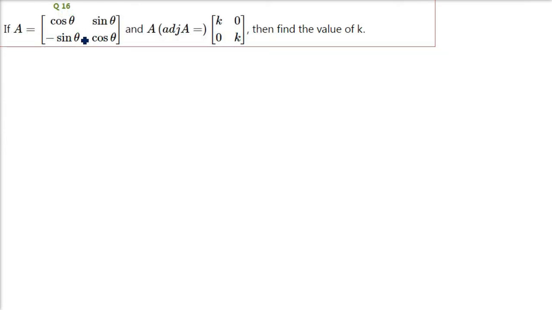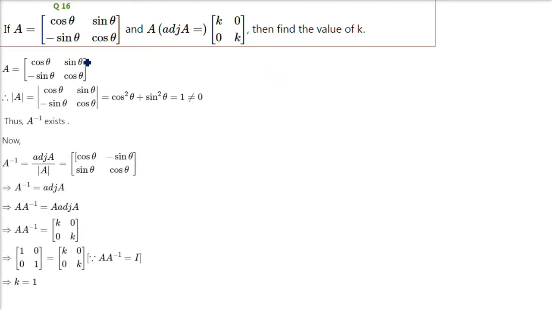Now A is given this matrix and also A into adjoint A. I'll just tell you what exactly the question is. I'll just write it because there is a slight change here. So first let us concentrate on this A. We are interested in finding out K. But let us go with A and we need to find out the determinant of A just to show that A inverse exists. Then only we will be able to solve this, because eventually we are going to multiply it with A inverse.